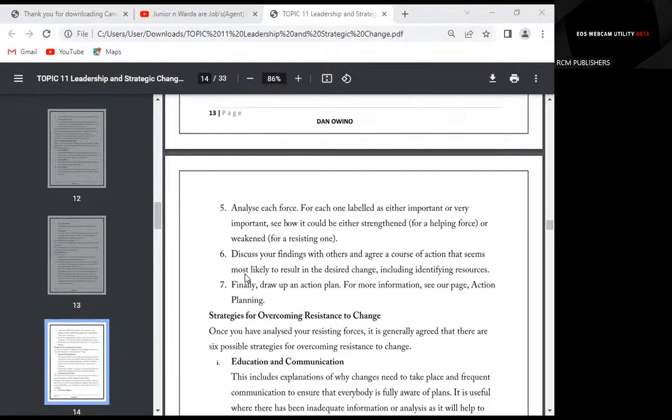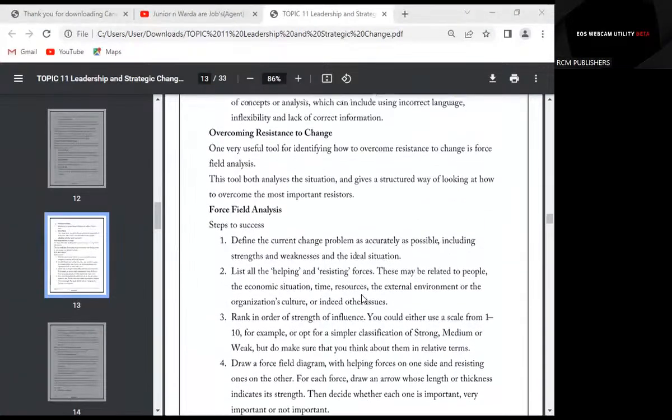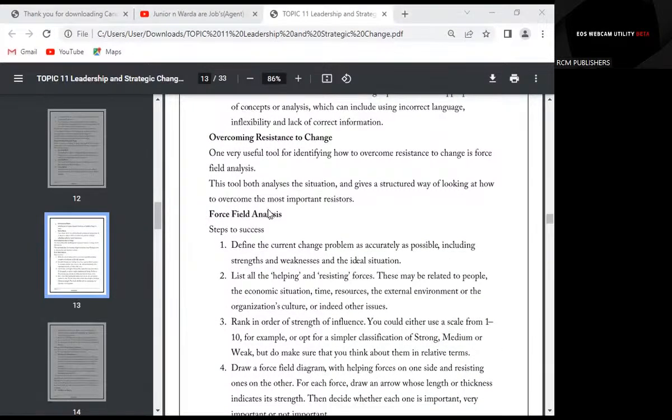Then 6, discuss your findings with others and agree a course of action that seems most likely to result in the desired change, including identifying resources. Then finally, draw up an action plan. For more information, there is a page there. So that's not very necessary for us. No exam will ask you to give these steps of the force field analysis.